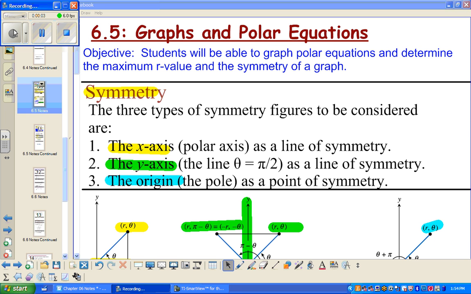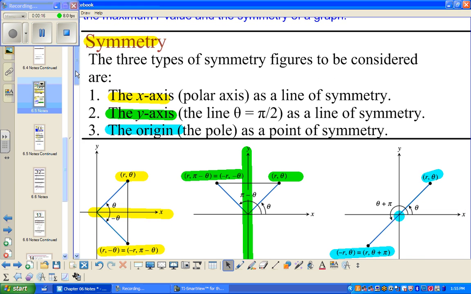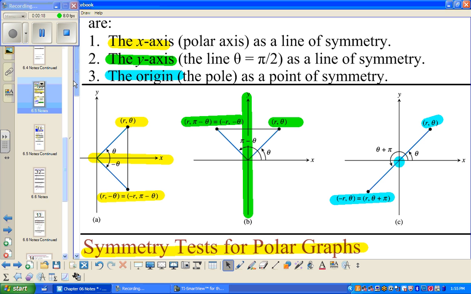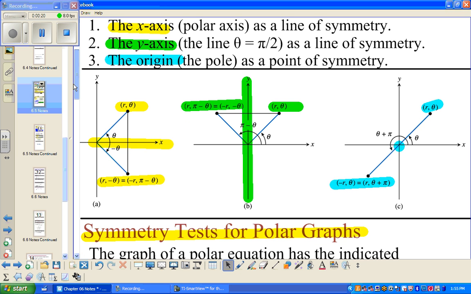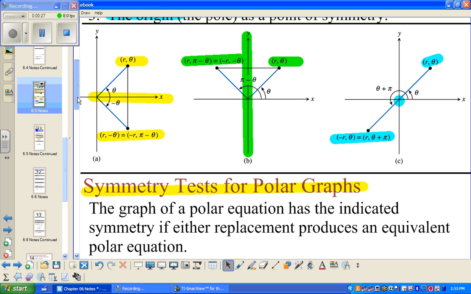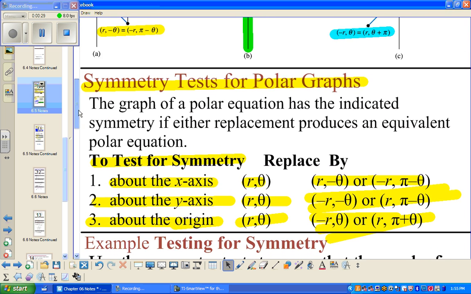This video is on 6.5 for precalculus, graphs and polar equations. During class, I went through the different symmetries that can occur in polar equations. You could have symmetry in the x-axis, y-axis, or the origin. So if you missed class, you need to take down those notes. You can pause this video and jot that information down.